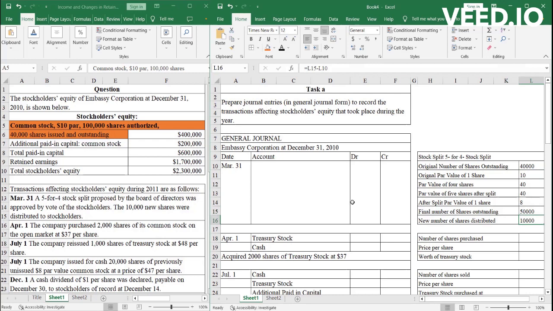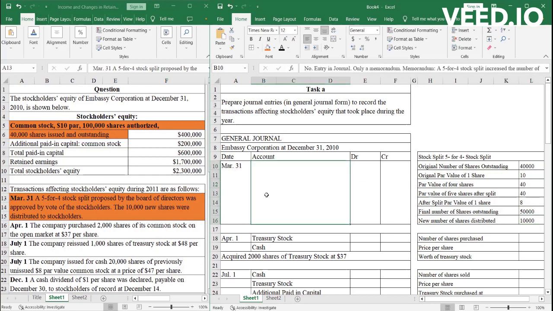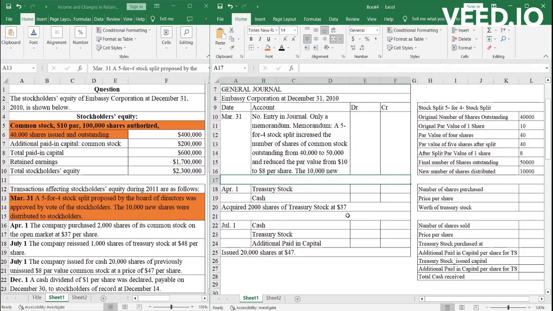So will any entry be passed when there is a stock split? If there is a stock split, no entry will be passed. This is important to note. When you have a stock split, no entry is passed. Only a memorandum is written, and that only says what happened in this year and how things changed. So for example, in this case, no journal entry is passed, only a memorandum, and the memorandum will say a 5-for-4 stock split happened. This memorandum will also be shown in the notes of the equity. That's the only thing you have to do for the March 31st entry.